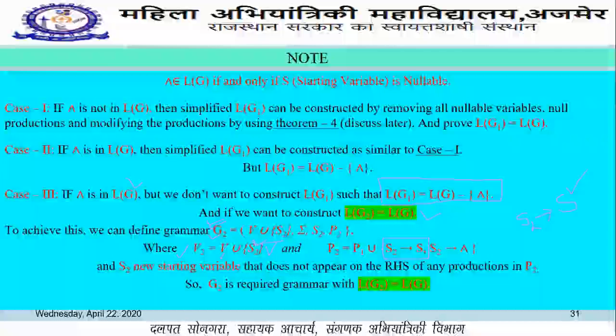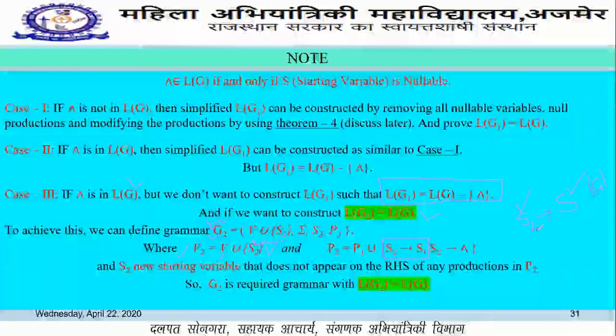So what is happening here is that whenever null is in your grammar and your starting variable is associated with that null, then your starting variable may appear on the right hand side again and again. This happens when your grammar is recursive. Of course, we discuss this with a suitable example in our next slide, but for now you just understand we include one new starting variable.